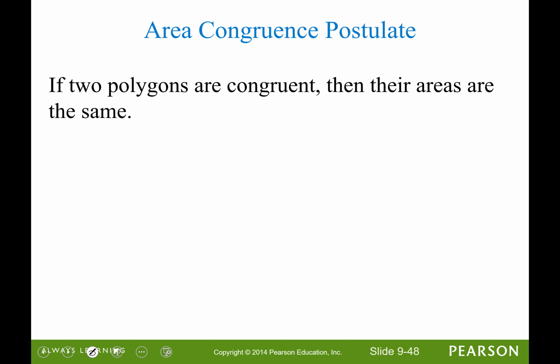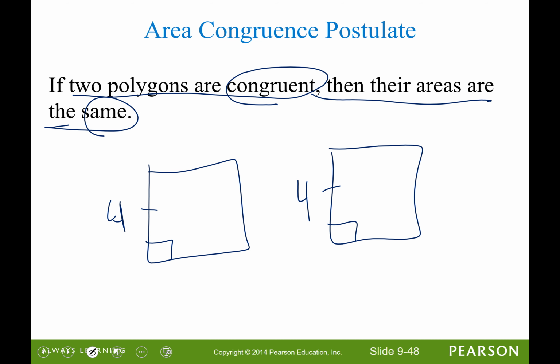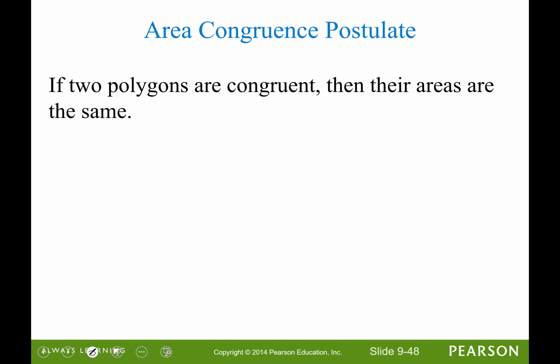Area congruence postulate: if 2 polygons are congruent, then their areas are the same. All right, that makes sense. Like if I take a square and a square, these are 2 congruent squares. So let's say it's 4 by 4. One can be mapped onto the other, or you can think of it as they have the same shape and same size. So if your 2 polygons are congruent, then their areas are equal. Yeah, that makes sense if you can wrap your mind around that.